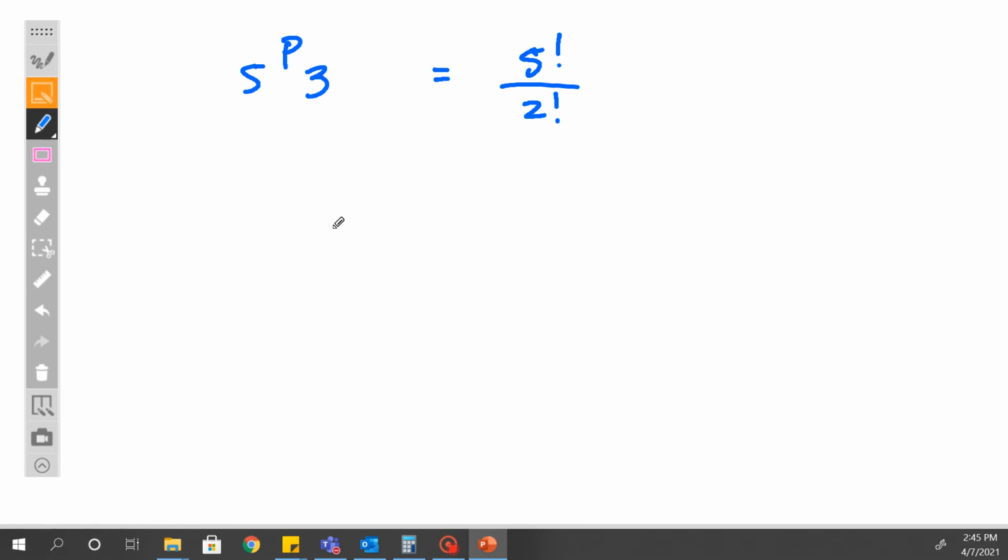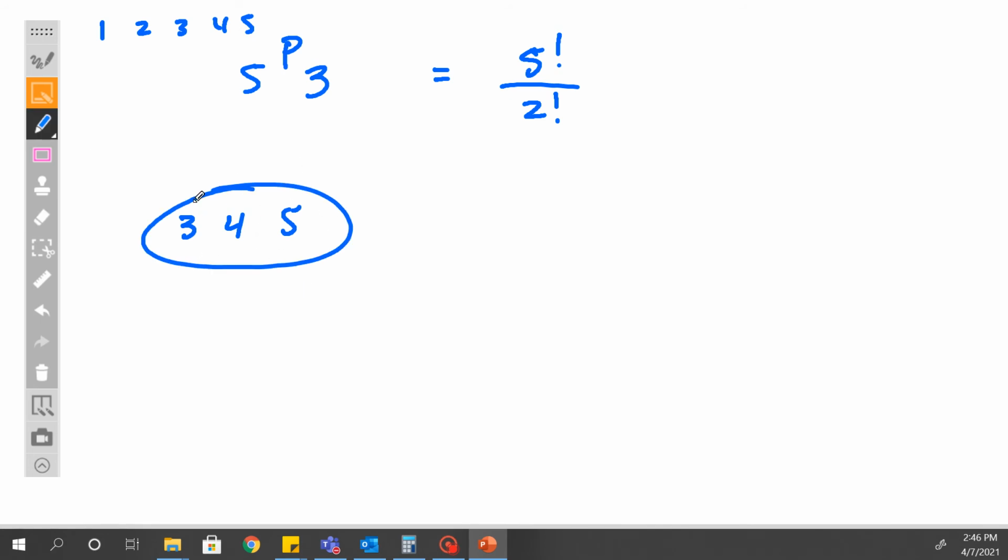But then you have to consider the groups where there's repetition, where the order changes. For instance, maybe these are the numbers 1 through 5. The group 3, 4, and 5 would be the same as the group 5, 4, and 3. Let's look at this group of 3. How many different arrangements are there for this group of 3? There's 3 times 2 times 1, so 6 different arrangements. And that's true for every group of 3. So this needs to be divided by the number of arrangements for each group of 3, which is 3 factorial. Since it's dividing, it goes into the denominator.